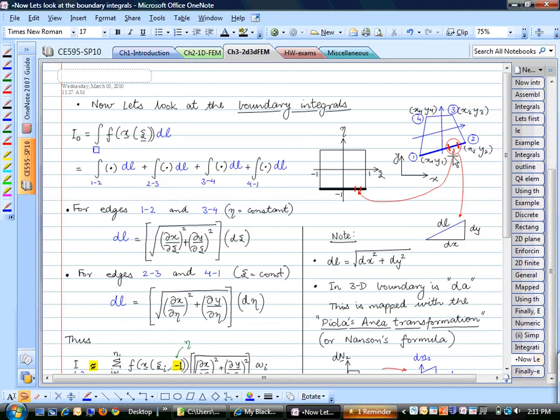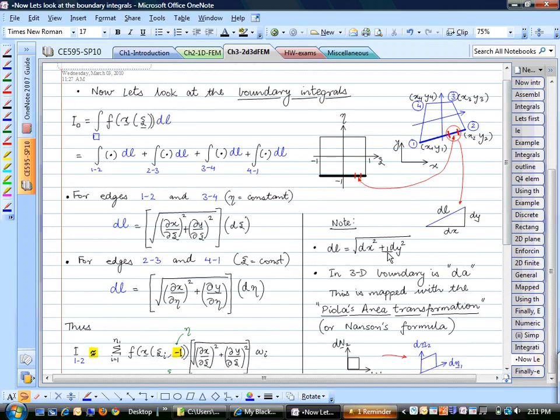So in this case, again, what we are going to do is we are going to map our edges. So this is edge 1 to 2 that gets mapped to edge 1 to 2 on the real element. And if you take a look at small length of this in the actual element, this is the length dl. You can express this as dx squared plus dy squared, as a Pythagorean theorem in this form. Okay.